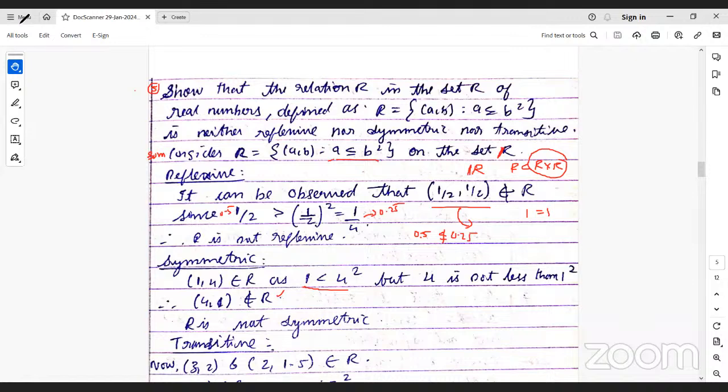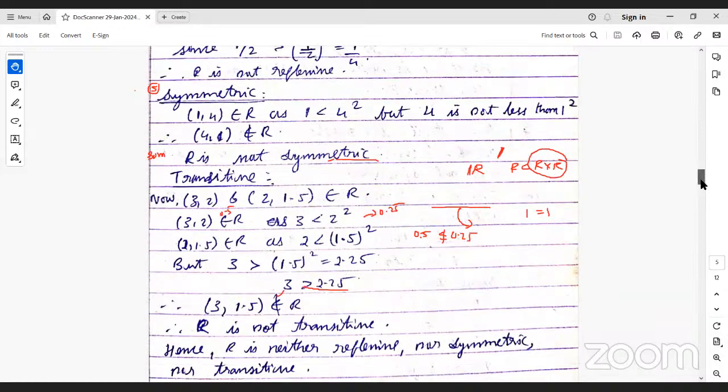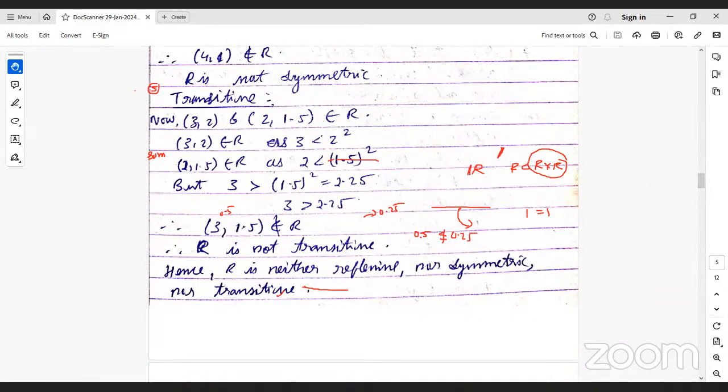Next, in the same way we need to check for transitivity now. In case of transitivity, first we need to consider the examples where it is exhibiting the conditions. So we are considering two ordered pairs here: 3 comma 2 and 2 comma 1.5, and they both belong to R. 3 is less than 2 square, so 3 comma 2 can be considered as an ordered pair. Similarly for 2 comma 1.5, 2 will be less than 1.5 square, so this will also satisfy the relation.